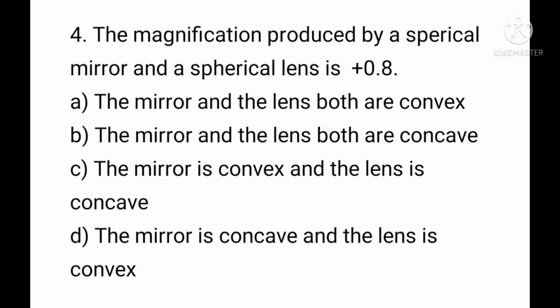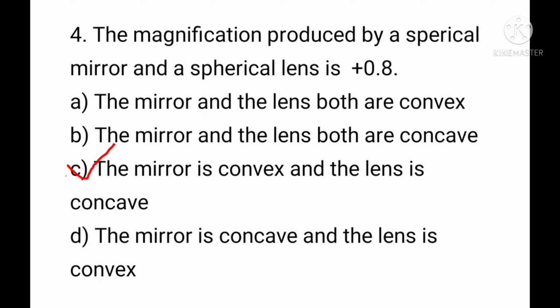Question number 4. The magnification produced by a spherical mirror and a spherical lens is plus 0.8. Option A, the mirror and the lens both are convex. Option B, the mirror and the lens both are concave. Option C, the mirror is convex and the lens is concave. Option D, the mirror is concave and the lens is convex. Here the correct answer is option C, the mirror is convex and the lens is concave.